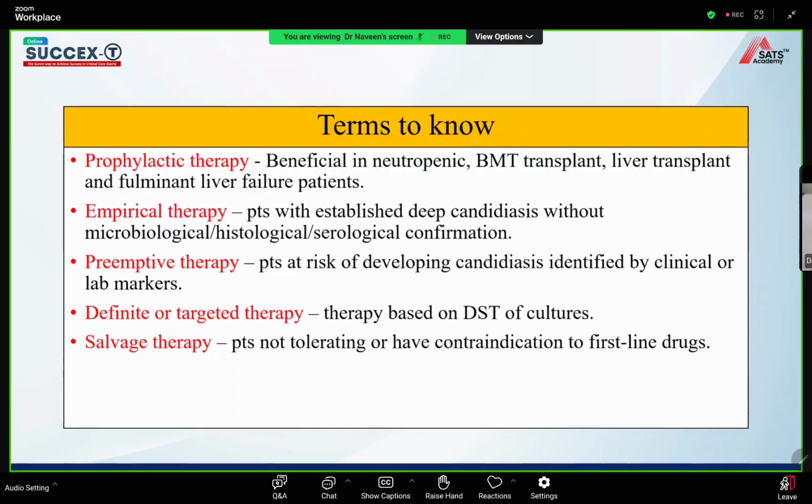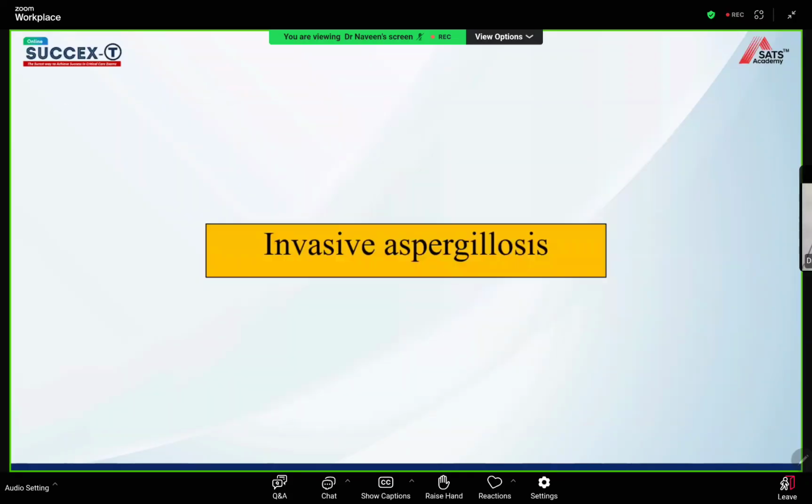Whereas definitive therapy is based on the sensitivity testing and the final blood culture reports, where you are giving a definitive targeted therapy. Salvage therapy is where you cannot use the first-line agents for the candidal infection, but you have to cover it with a second-line agent, because the first-line agent has poor tolerance or is contraindicated in the patient.